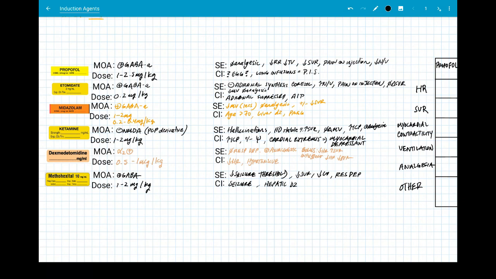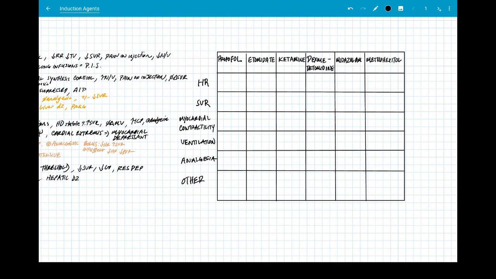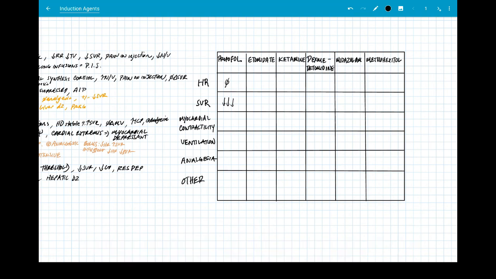All right, let's now move on to this chart that I've provided for you to fill in. Just some things to remember about each sedative and interesting characteristics of each. So let's go down with propofol first. One of the interesting things about propofol is it decreases your systemic vascular resistance quite a bit. But it inhibits the baroreceptor reflex, so you typically don't have a rise in heart rate with it. It may decrease your cardiac contractility slightly. It will definitely decrease your ventilation. It has no analgesic properties.